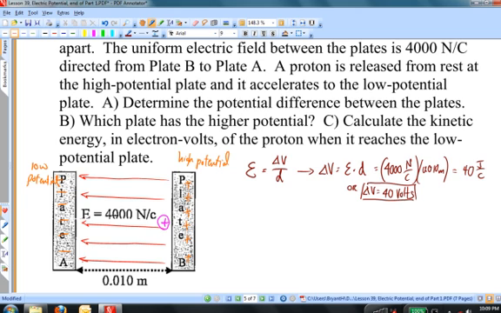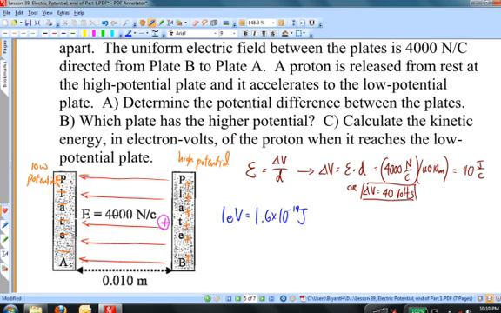C, we want to calculate the kinetic energy in electron volts of the proton when it reaches the low potential plate. Again, I think your authors are being a little bit sneaky here in the way that they've expressed this problem, because when we talk about electron volts, we're talking about energy. There is a conversion factor between joules and electron volts. 1 electron volt is equal to 1.6 times 10 to the minus 19 joules.